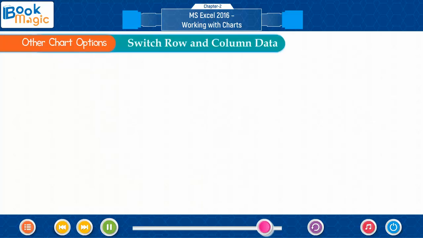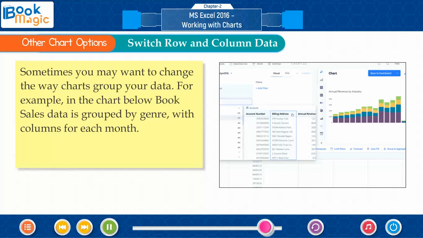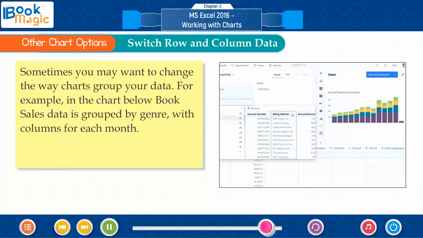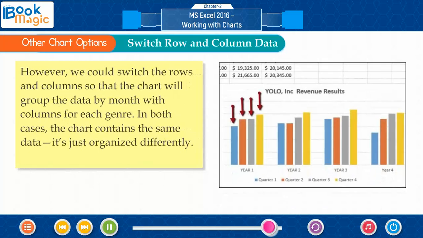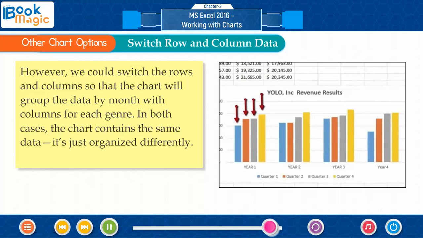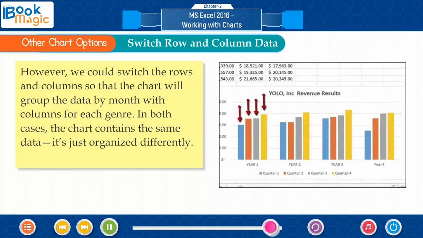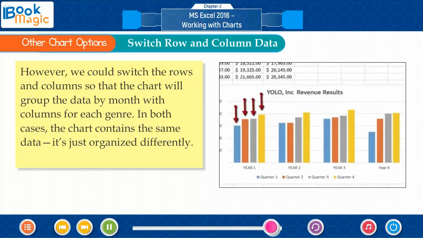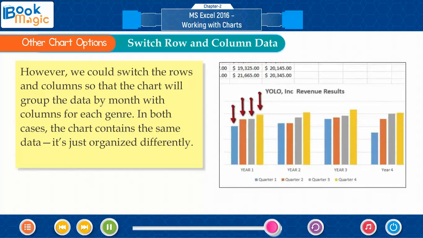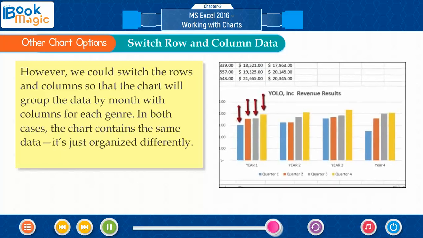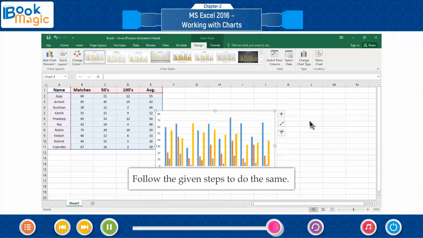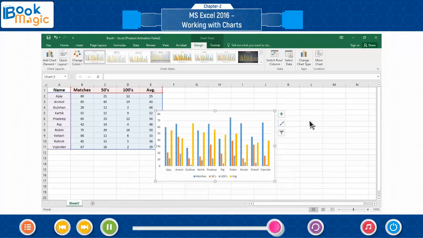Switch row and column data. Sometimes you may want to change the way charts group your data. For example, in the chart below, book sales data is grouped by genre with columns for each month. However, we could switch the rows and columns so that the chart will group the data by month with columns for each genre. In both cases, the chart contains the same data. It's just organized differently. Follow the given steps to do the same.